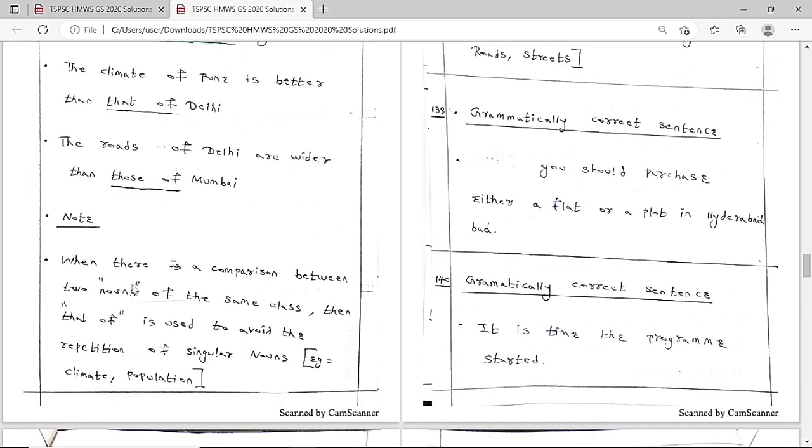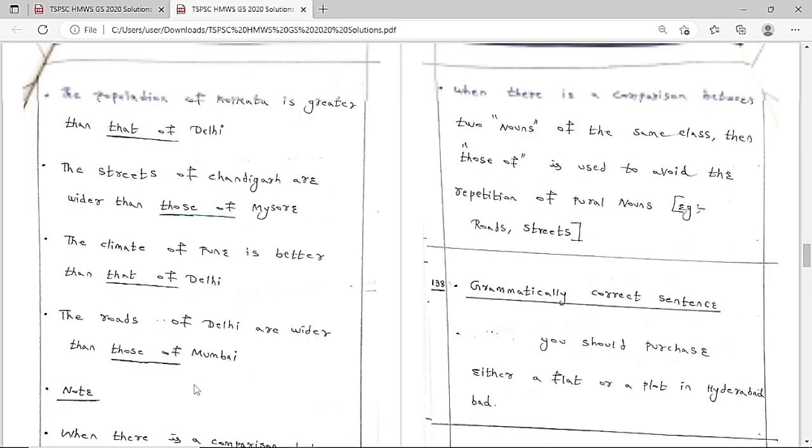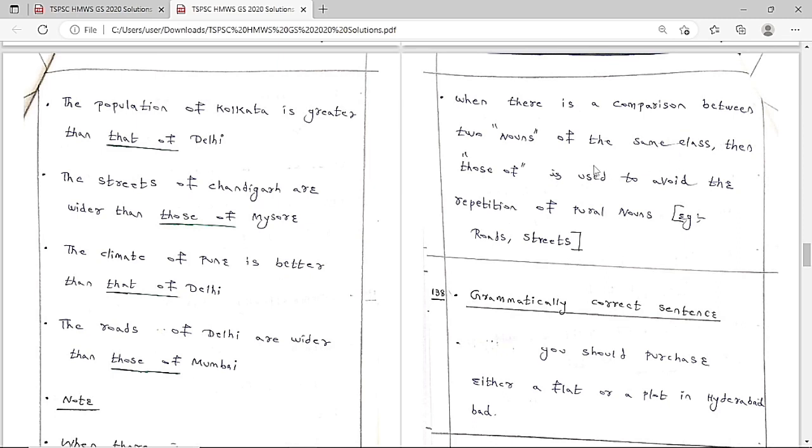Note: whenever there is a comparison between two nouns of the same class, then that of is used to avoid the repetition of the singular nouns. Example, climate and population. Whenever there is a comparison between two nouns of the same class, then those of is used to avoid the repetition of the plural nouns. Example, roads and streets.